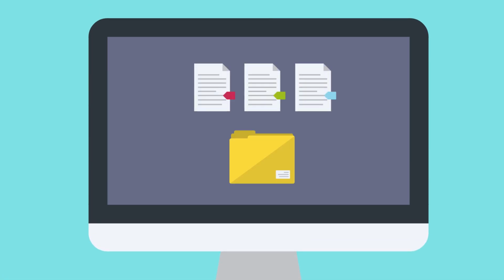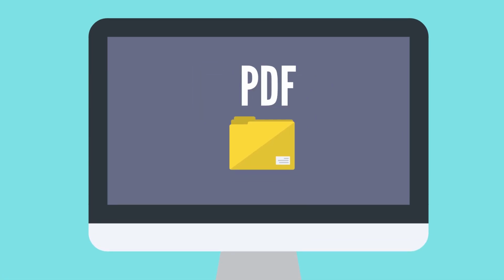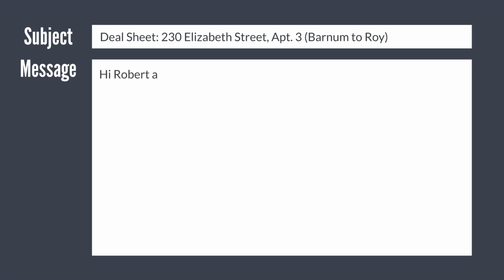Once your deal sheet is complete, we suggest you save it as a one-page PDF file. The deal sheet should be circulated to both attorneys and the buyer's agent, if there is one. Here's what the deal sheet email looks like. Subject: Deal sheet, 230 Elizabeth Street, Apartment 3, Barnum to Roy. Barnum and Roy are the last names of the seller and buyer, respectively.